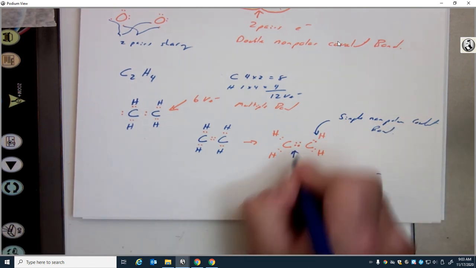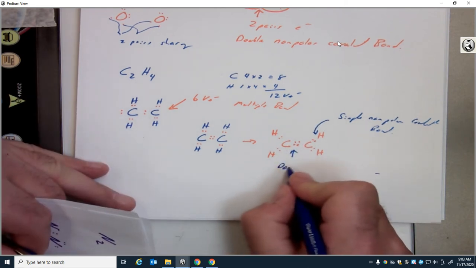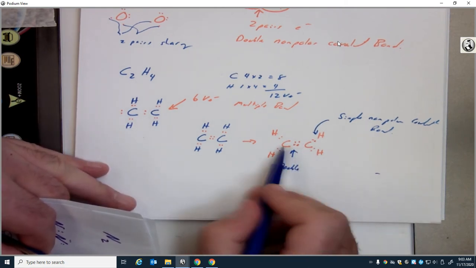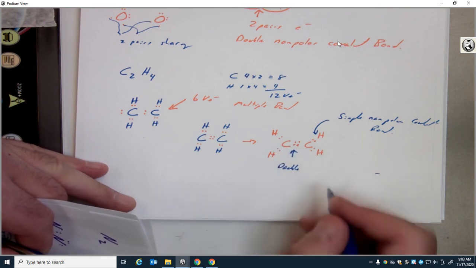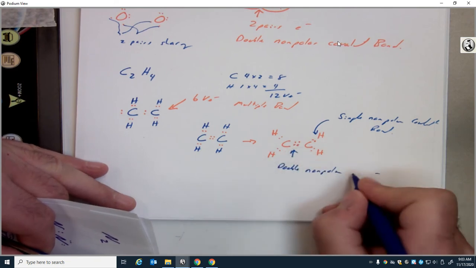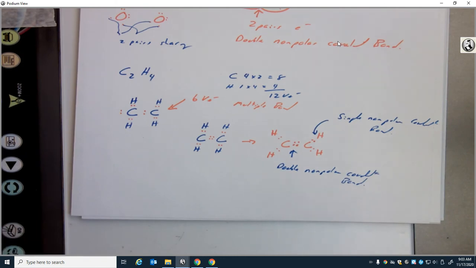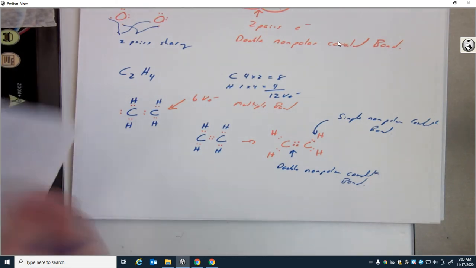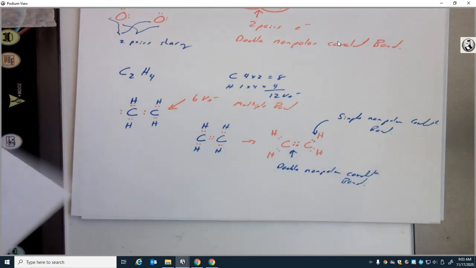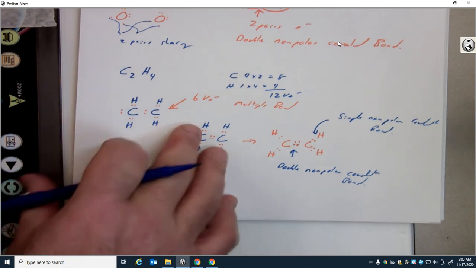Let's name this one. Well, we're sharing 2 pairs, so this would be a double. Okay, it's the same element, so the electrons are going to be shared equally. So that means it's non-polar. They're shared, covalent bond. Good. Let's try one more.